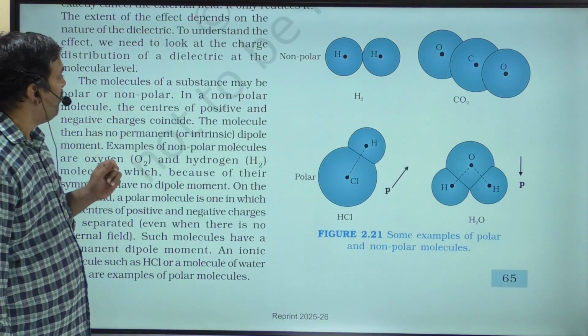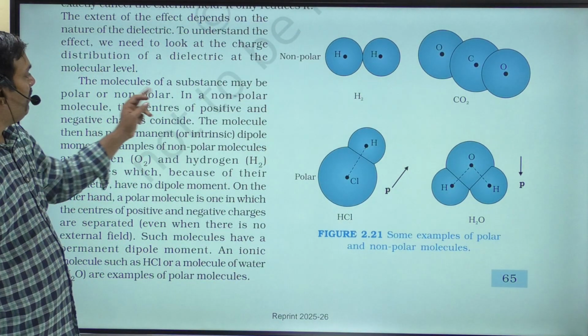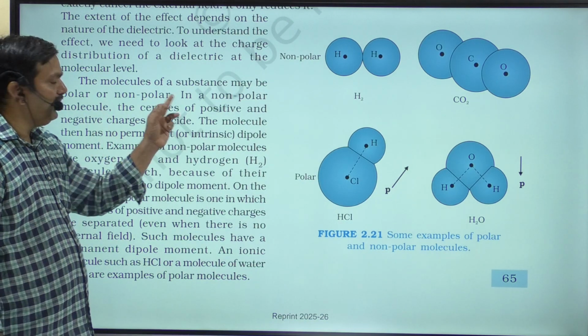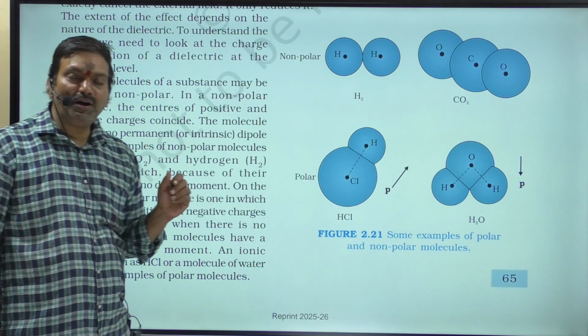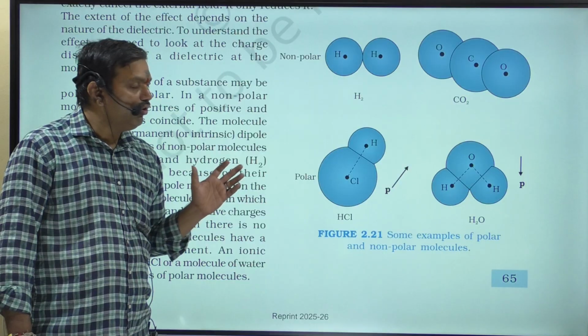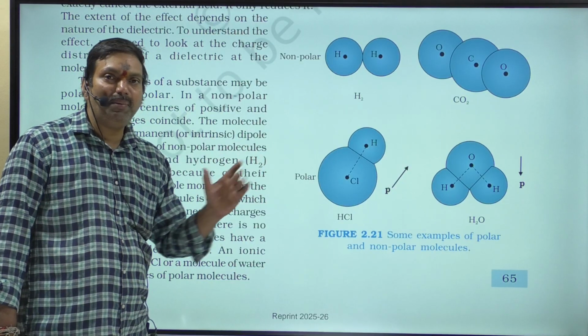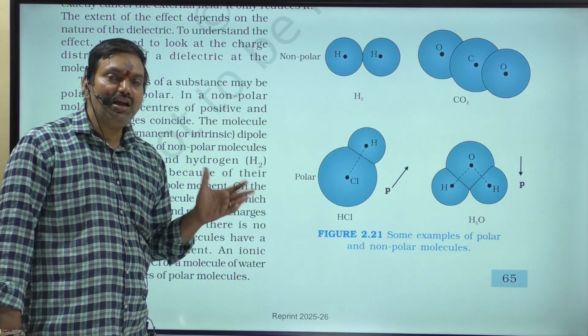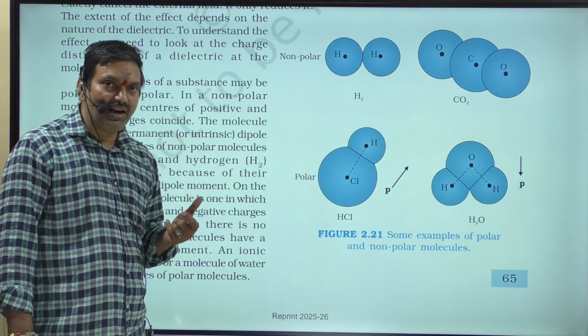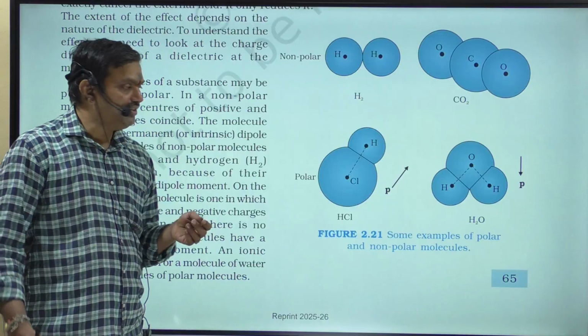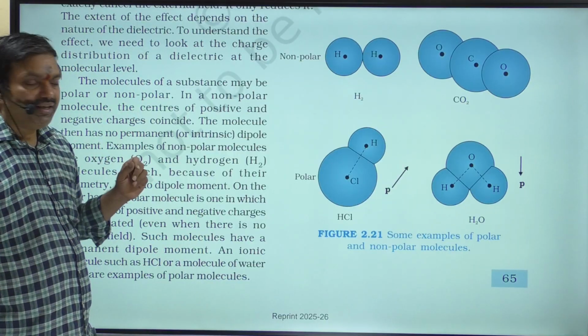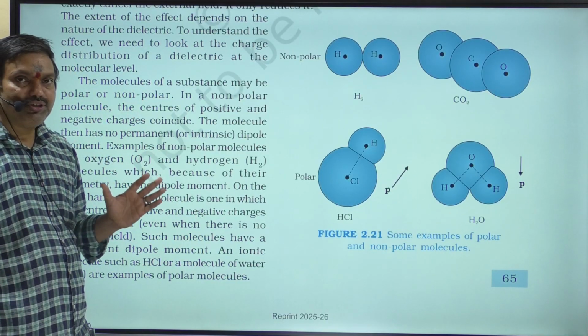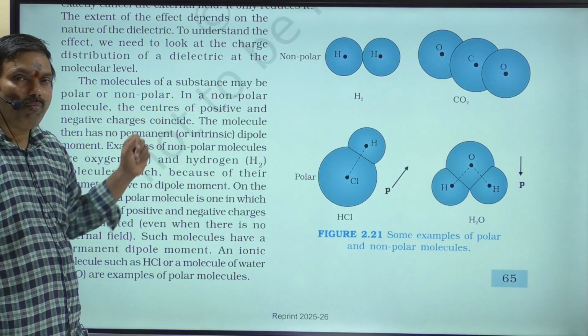Now when you go to the molecular level of a dielectric, only then can you understand the typical behavior of why the induced electric field is not equal in magnitude to the external electric field, so that it can cancel, right? That is not happening in the case of a dielectric. So the only option to understand that is to go to the molecular level.